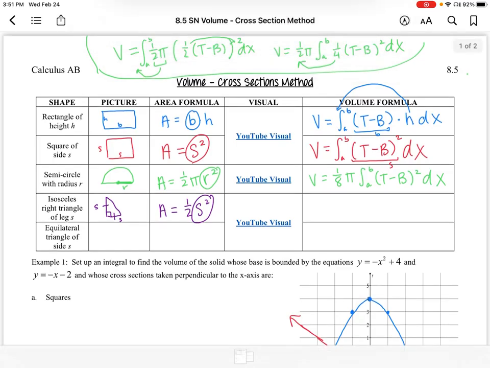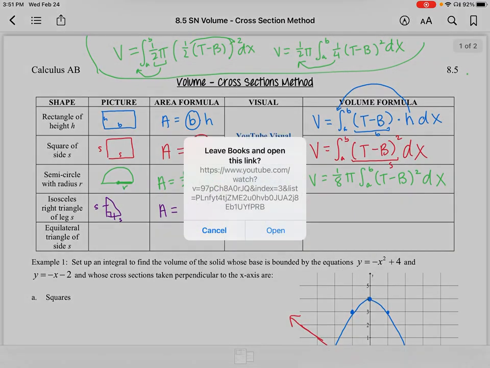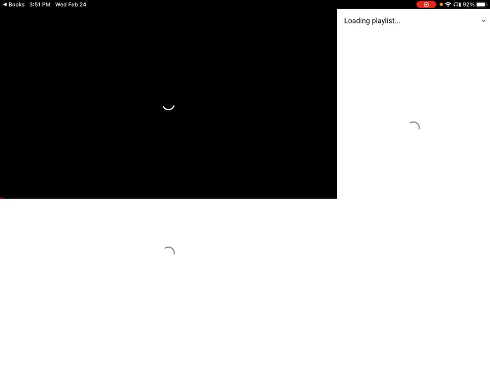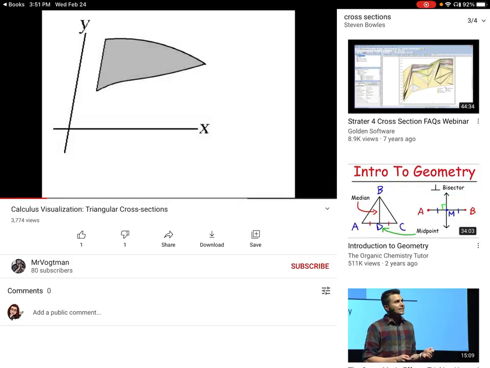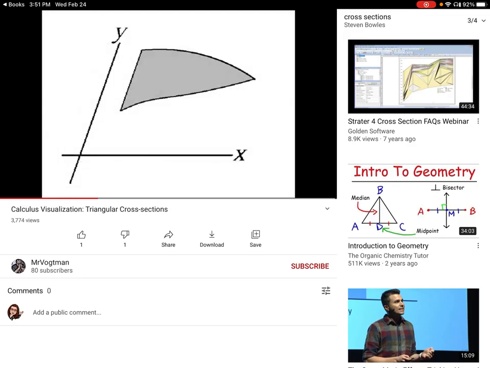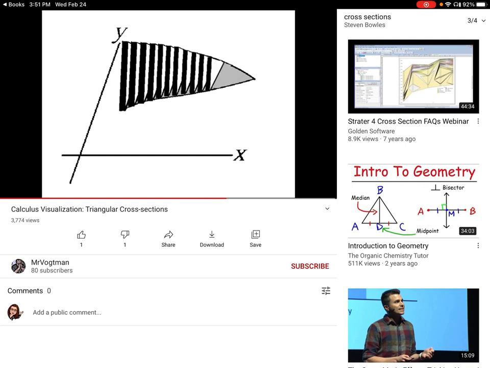So let's go ahead and look at the YouTube visual for this one. So same shape as all the other visuals. And now we're making some triangles. So these are not right triangles. This one is actually the next one we're going to look at, the equilateral triangle, but it works the same way. And now we're making a bunch of triangles. And that's how we're going to get our 3D shape.